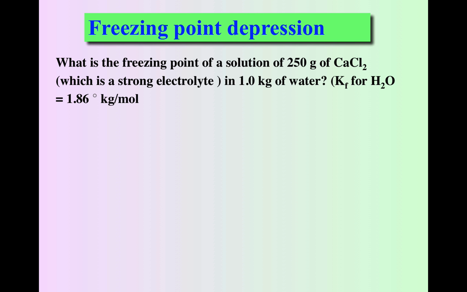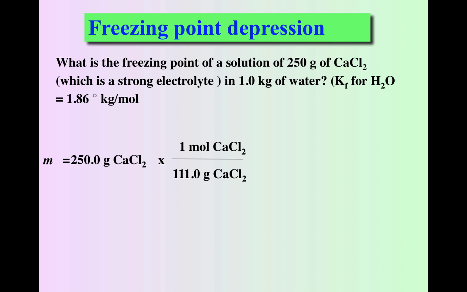What is the freezing point of a solution where you've got 250 grams of calcium chloride, a strong electrolyte, a soluble ionic compound, in 1 kilogram of water with a Kf value of 1.86 degrees Celsius kilogram per mole? Well, we can't know what the adjusted value is for calcium chloride. All we can know is what the actual Van't Hoff factor is. So for every 1 mole of calcium chloride, you're getting a 3-fold effect in terms of the ions.